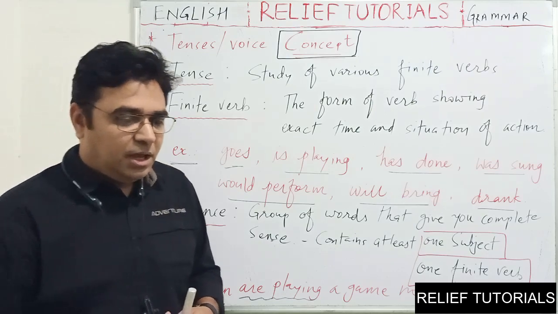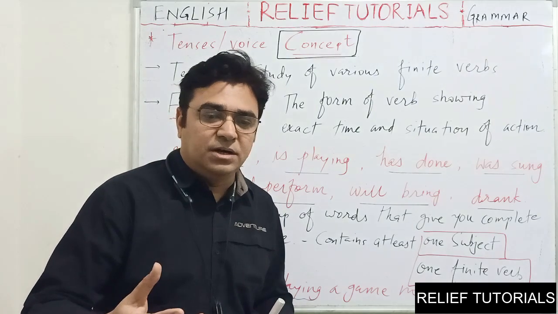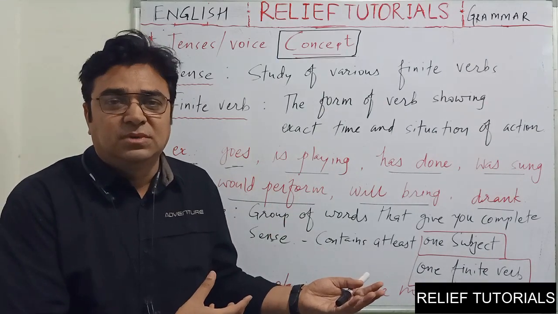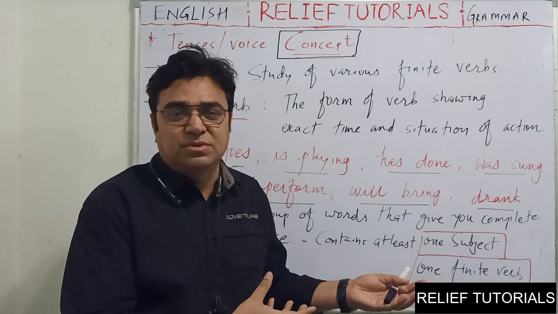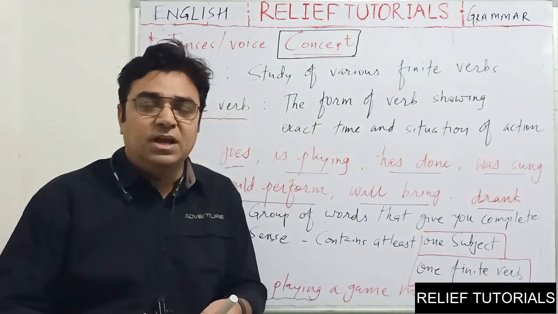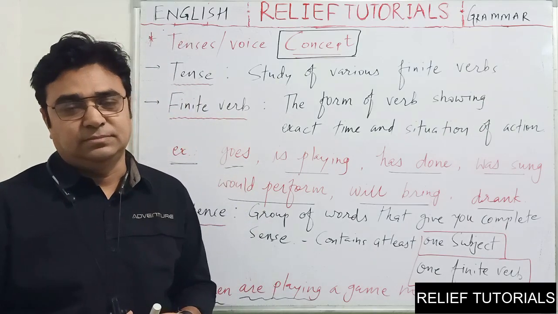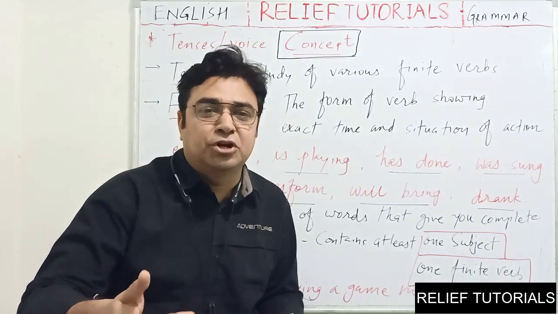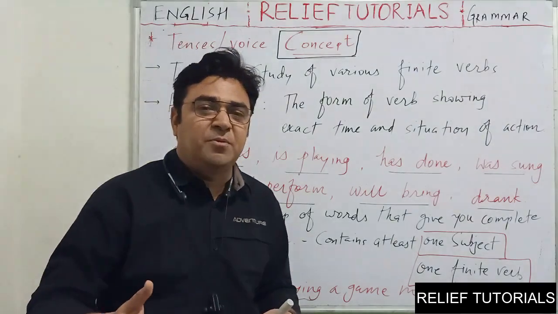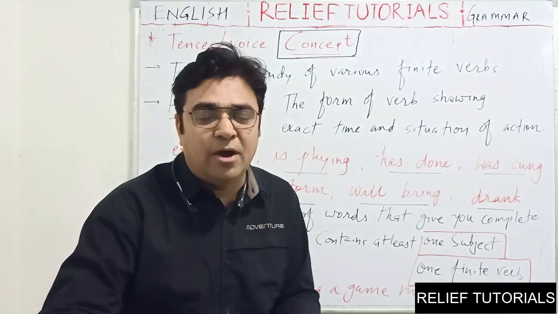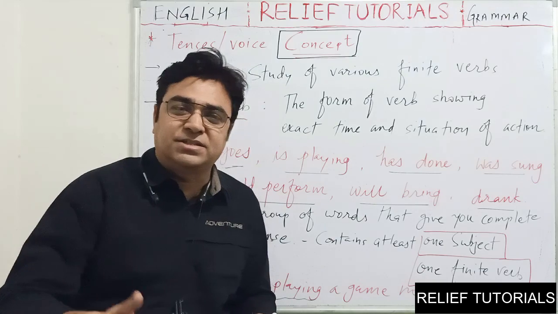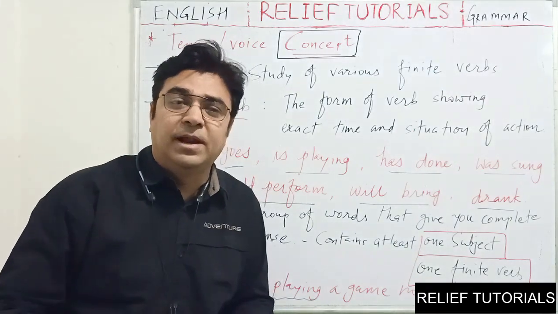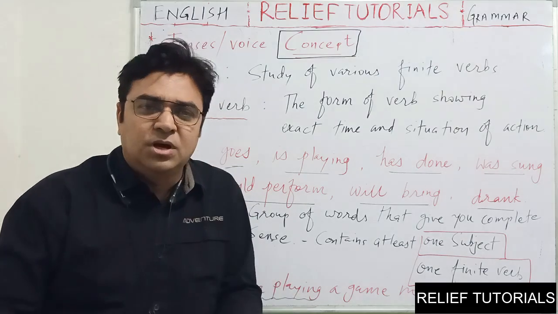But friends, actions happen at various times, and they also happen in different situations. If the action happened in the past, suppose I played a game yesterday with my friends, then if I write only I play, play will not suffice. I have to change the form of that verb. I have to make it played instead of play. At the same time, if I am playing a game right now, play again will not do. I have to write am playing or is playing or are playing. If I plan to play a game in the future, I should say I will play, they will play. So this play changes its form according to the time and situation.